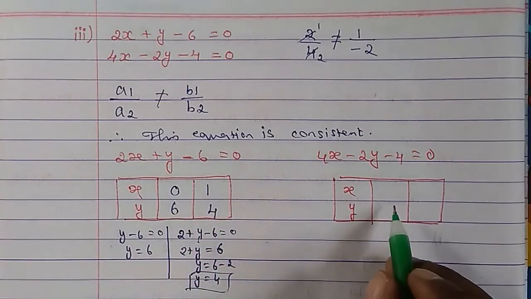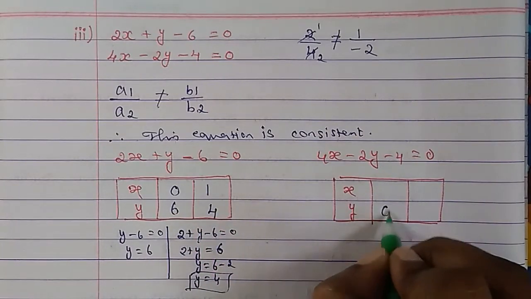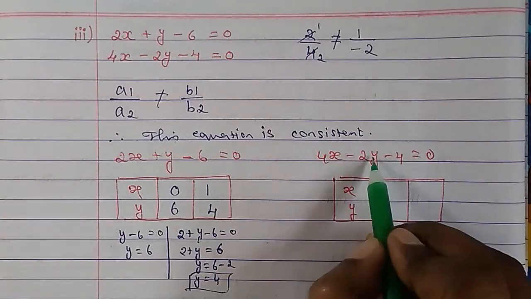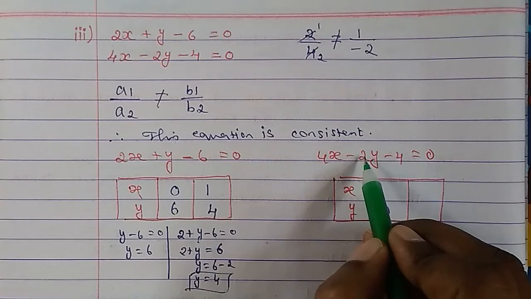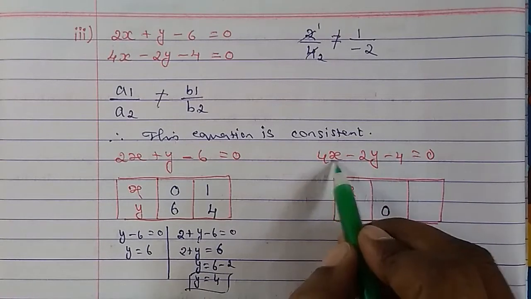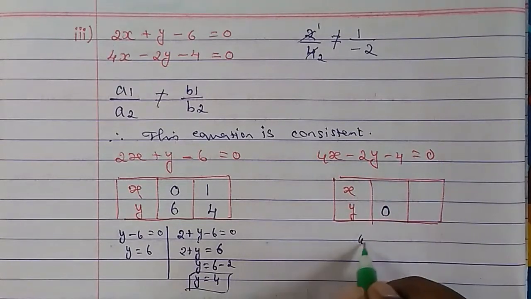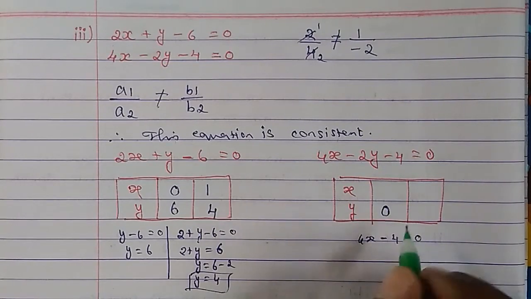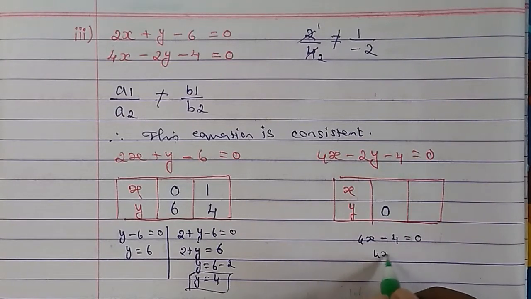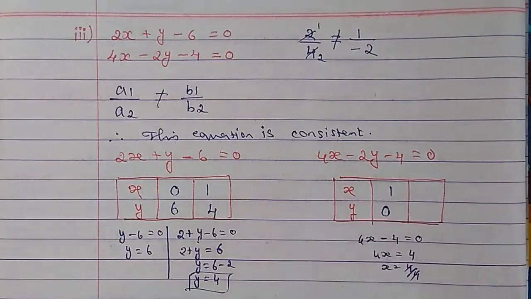So same way we'll do it here. We'll take y as 0. If y is 0, then the whole thing will become 0. So then what will we be left with? 4x minus 4 equal to 0. So 4x equal to minus 4, which becomes plus 4. x equal to 4 divided by 4, when it comes here it will become division. So we will get the x value as 1.